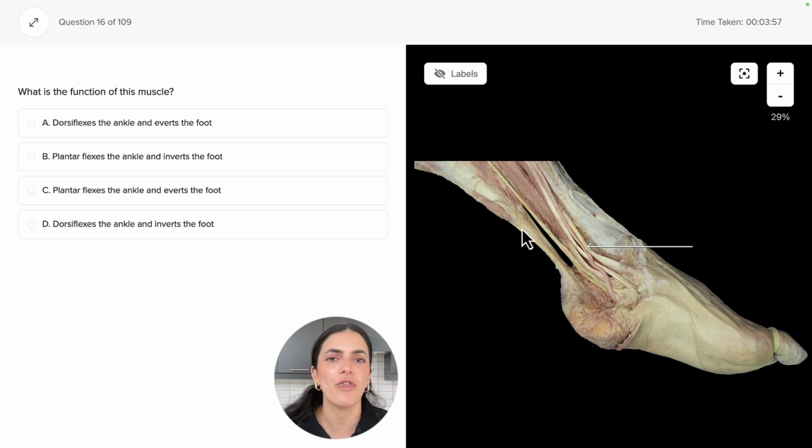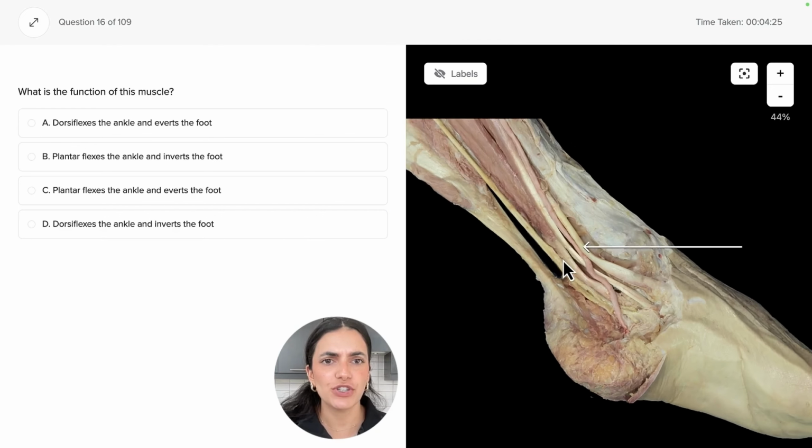I just want to point out that this muscle over here is going to be the triceps surae. Remember, the triceps surae are our big calf muscles and are made up of three muscles: the gastrocnemius, the soleus, and the plantaris muscles. They all come together to form a common tendon called the Achilles tendon, or the calcaneal tendon, that inserts on the calcaneus.